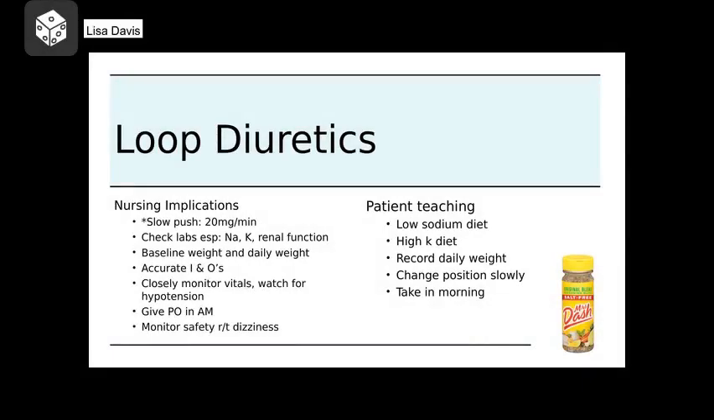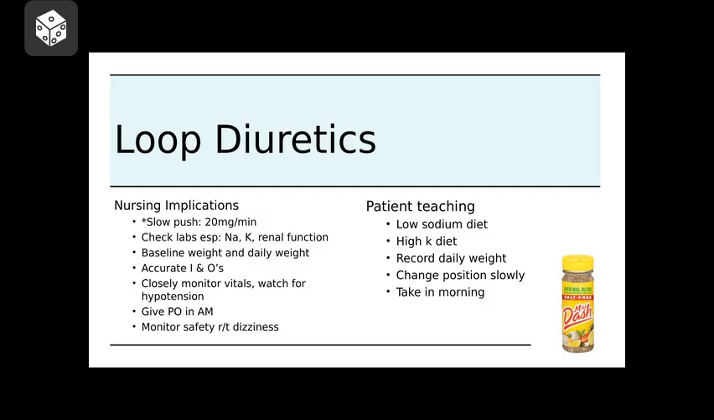All right, here's the important part, guys. As nurses, what do we need to think about before we give these loop diuretics like furosemide and torsemide? We want to make sure that we are giving it slow push. Put a star by this one. I already did for you, but put one by your notes. Slow push, 20 milligrams per minute if we're giving it through the IV, so that you don't cause that ototoxicity.